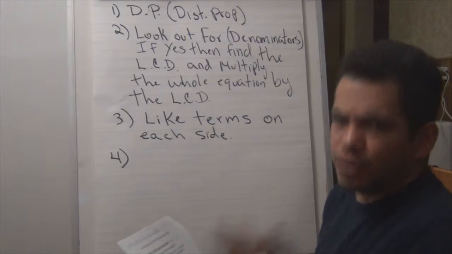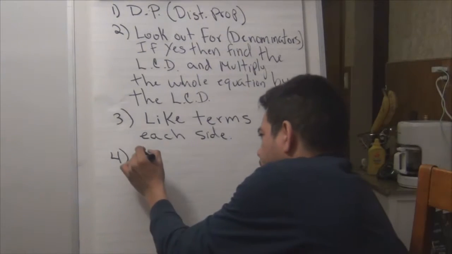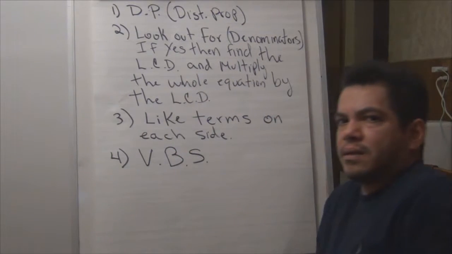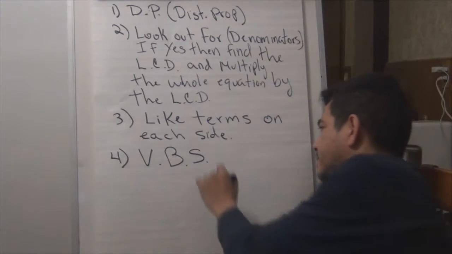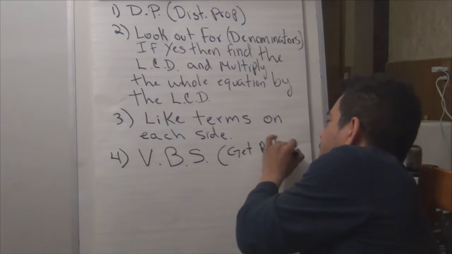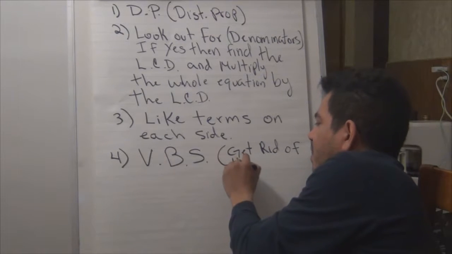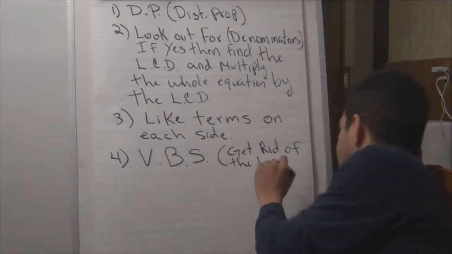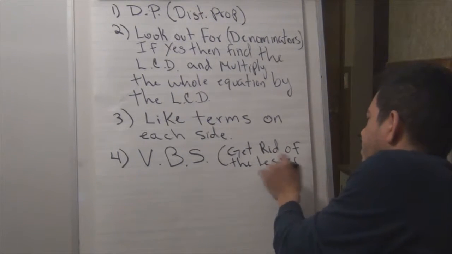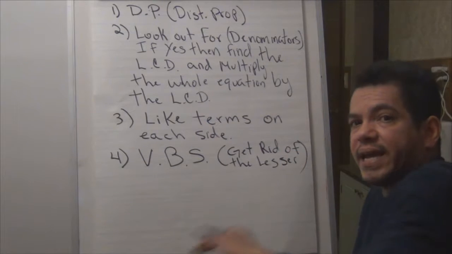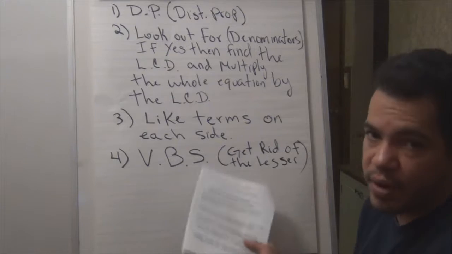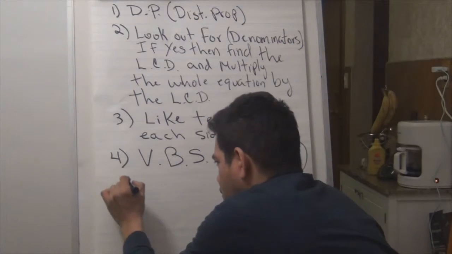Thank you. You're welcome. Do we have variables on both sides? If we have, then get rid of the lesser one. Okay. Get rid of the lesser one by addition or subtraction. Okay, you should be copying this down. It's not like I'm gonna be writing everything. Fifth rule.